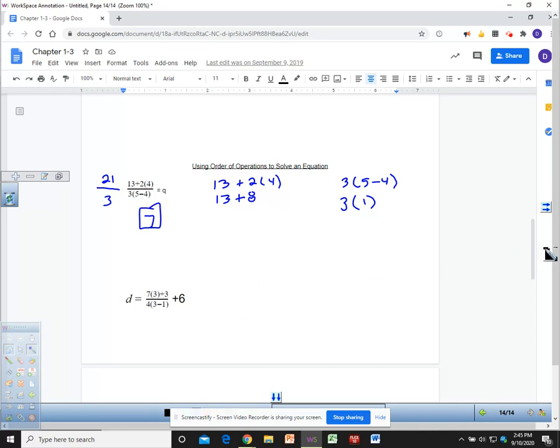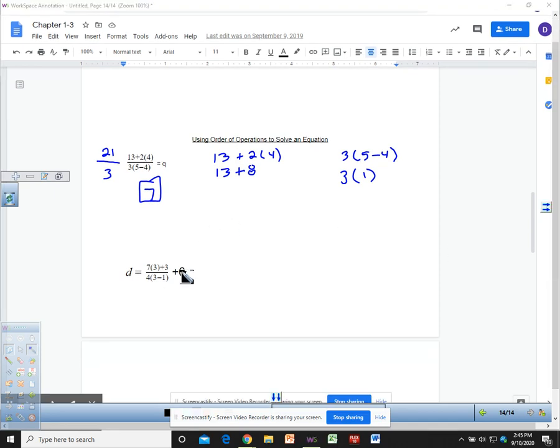Okay, now the only difference from yesterday to today is that now we have this little plus 6 at the end. We're not going to worry about that till the end. So what I'm going to do is put a fraction bar over here, and then put plus 6, so then I know to do that. Okay, so we're going to start with 7 times 3 plus 3. We're just doing the top part now. So 7 times 3 is 21, plus 3 is 24 on top over here.